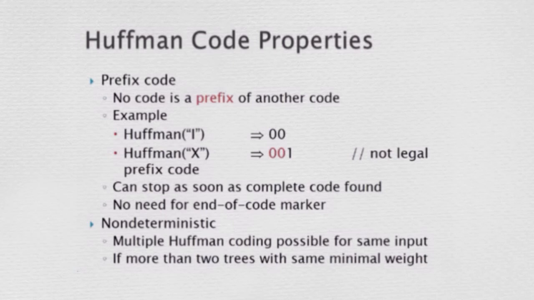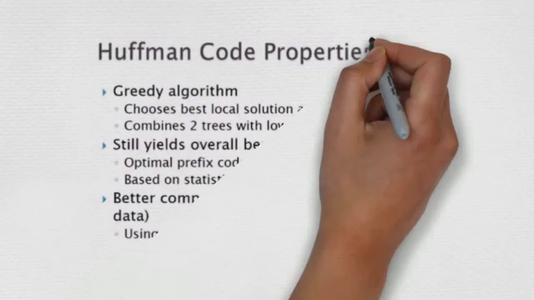Huffman code can stop as soon as a complete code is found. That is, there is no need for an end of code marker. It is non-deterministic because multiple Huffman codings are possible for the same input if more than two trees are there with the same minimal weight.